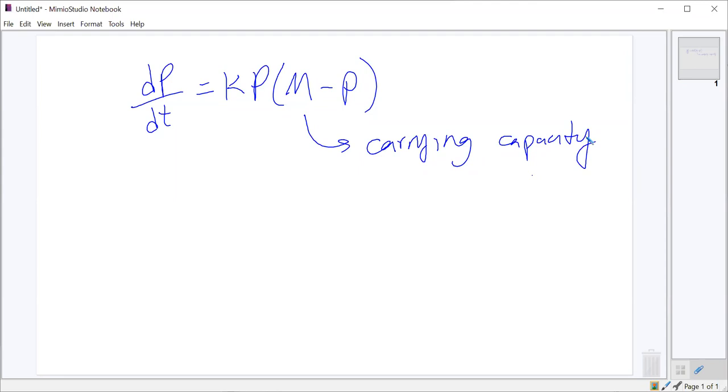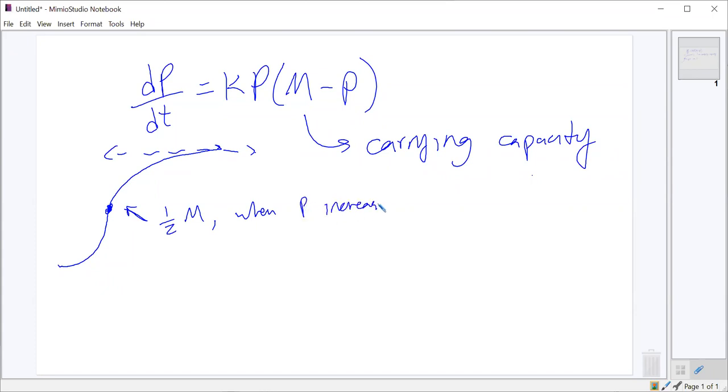And we could talk about that. Basically, a logistic growth equation looks like this, right? It reaches some horizontal asymptote. That horizontal asymptote is that M value, that's the carrying capacity. This point in the middle where we have our point of inflection is always 1/2 of M, and this is when the population is increasing most rapidly. So that's another good thing to know.